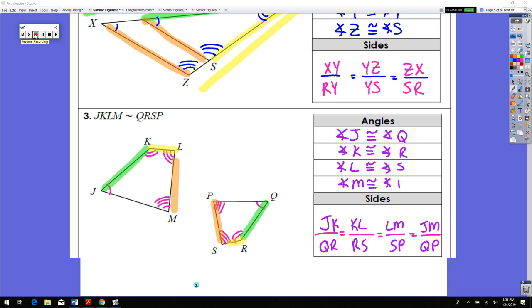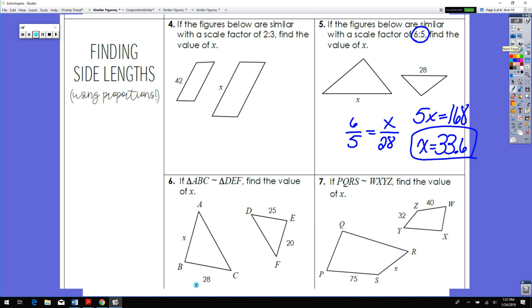Okay, so you can go ahead and check number 3. Pause it if you need to. So finding side lengths using proportions. We did number 5 together in class. It says the figures below are similar with a scale factor of 2/3, and we're going to find the value of x.